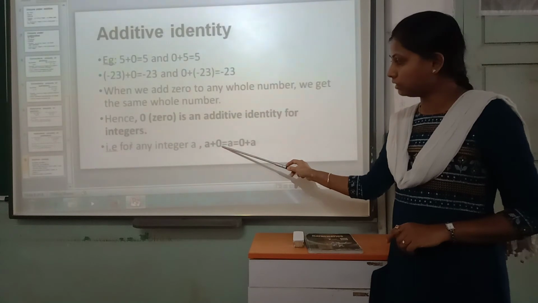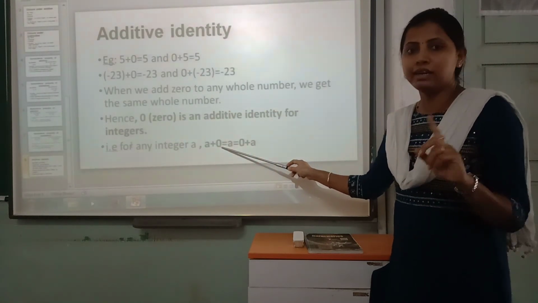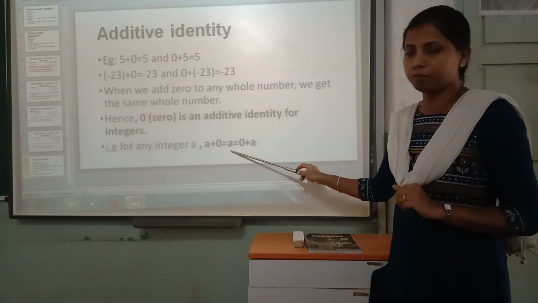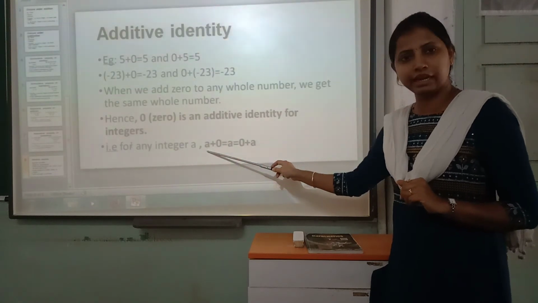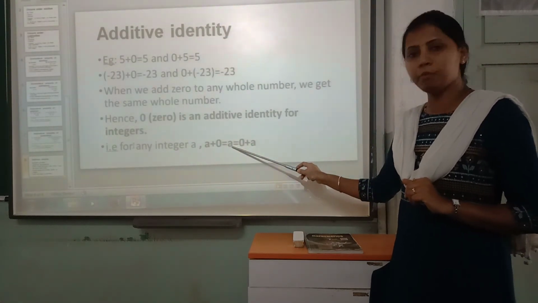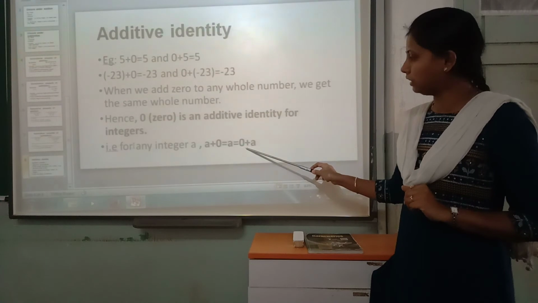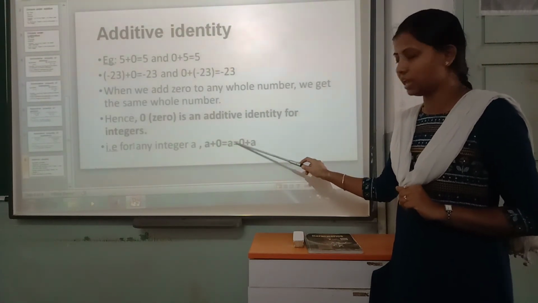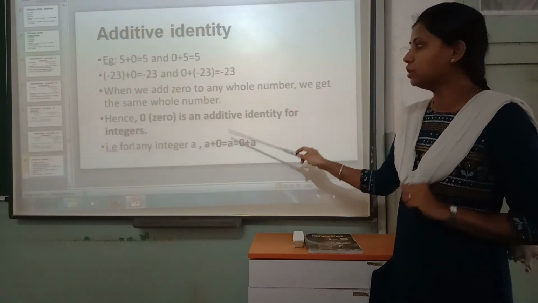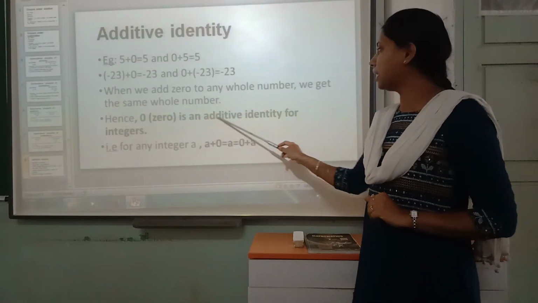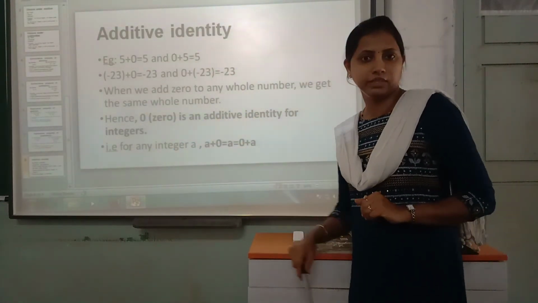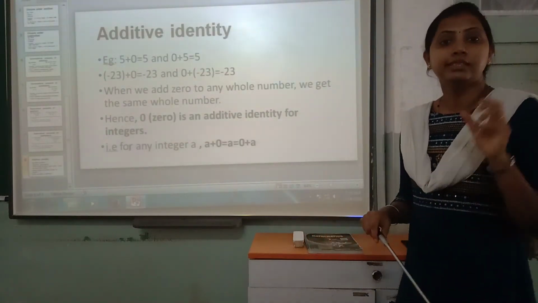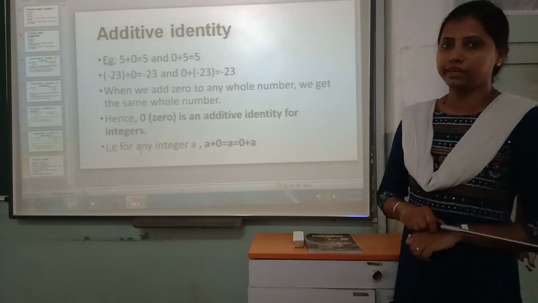If you add any number other than 0, you will not get the same integer as the sum. Only if we add 0 to any integer, we get back the same integer. You add in any order, 0 + a or a + 0, the sum remains the same integer a. Therefore 0 is called the additive identity of integers.